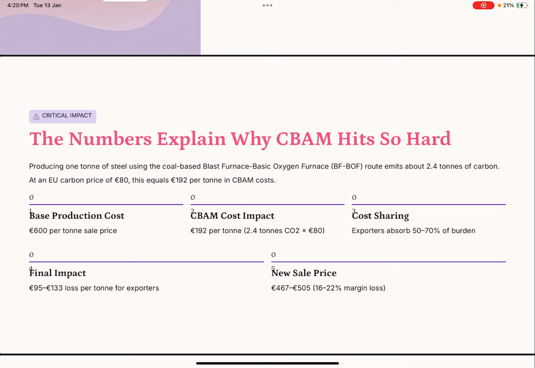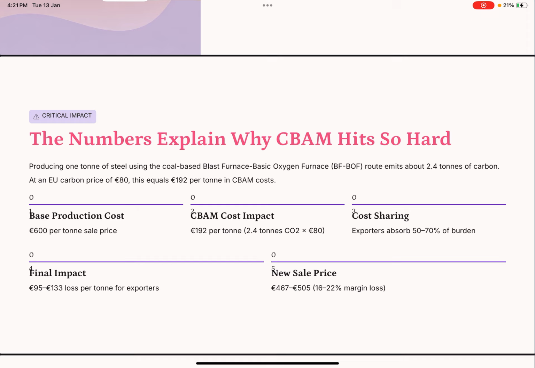And if you take that 2.4 tons of carbon dioxide generated and multiply it with the European Union carbon price, that comes to about 192 euros per ton of the steel which is being produced. If the production cost is 600 euros per ton and you add that, it comes to around 800 euros per ton. Now, not the entire amount is borne by the exporter. Partially, the exporters would take some loss and the importers would take a loss.